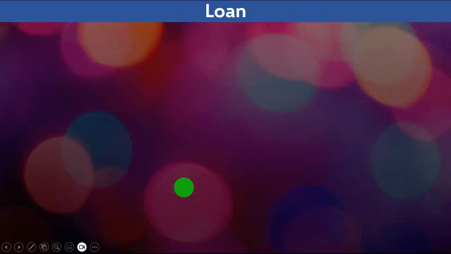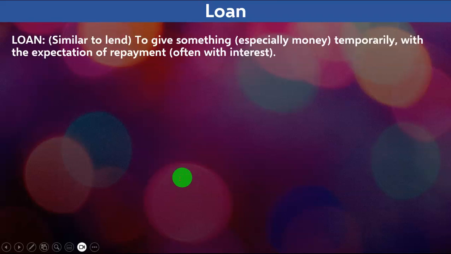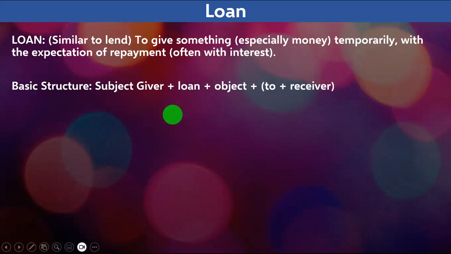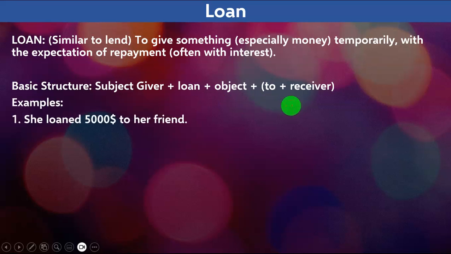Now let us understand the meaning of the word loan. Now, friends, loan is very similar to lend. In fact, you can use it interchangeably many times. Loan means to give something, especially money, temporarily with the expectation of repayment, often with interest. Basic structure: subject, the giver, plus loan plus object plus to plus receiver. Example: she loaned $5,000 to her friend, which means she gave it temporarily.